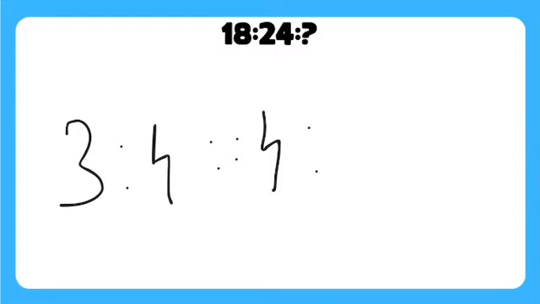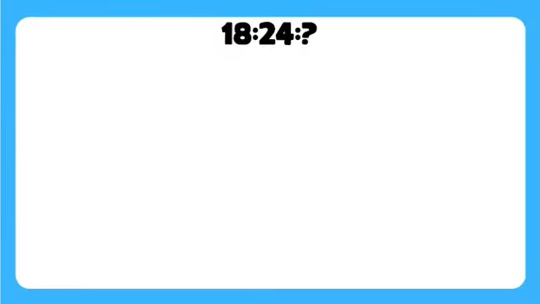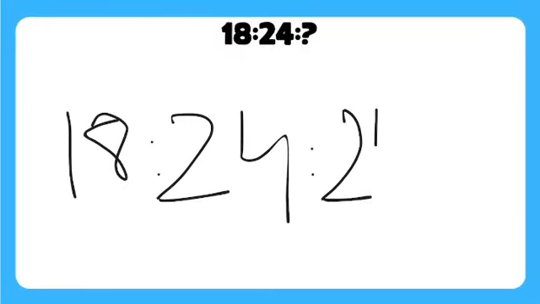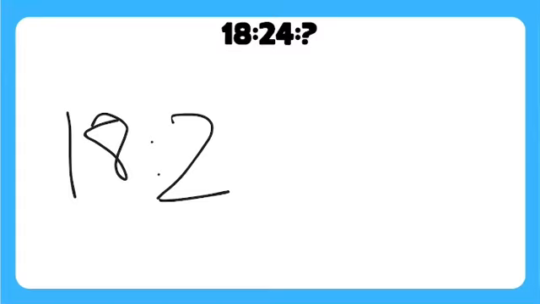So for this one, we have 3 to 4. And yes, I don't think we will be able to do it like this. I'm just going to work with 18 to 24. So 18 to 24, 24 to what? So I will do 24 times 24. I'll just use the space that I have up here.